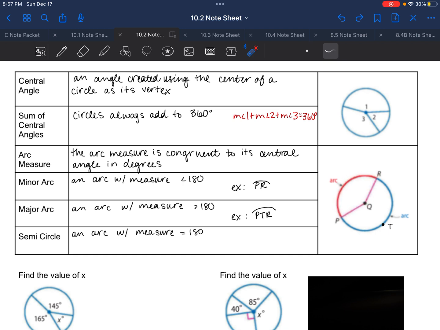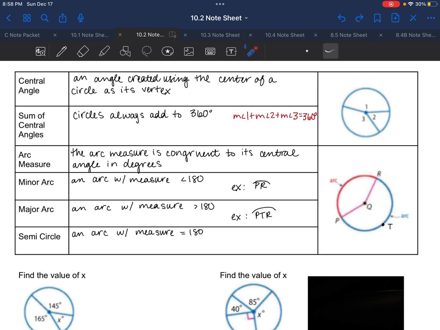A major arc has an arc measure greater than 180. So the angle that you're looking at is greater than 180. Usually with a major arc, we use 3 points to label the arc. Okay, so here we're talking about arc PTR. We add that T in there, which tells us to go this way around the circle instead of the other way. This would be a major arc because this angle here is definitely greater than 180. It is greater than a straight line.